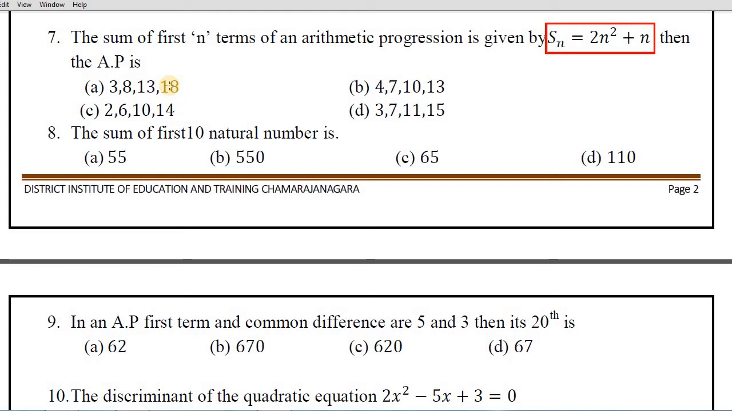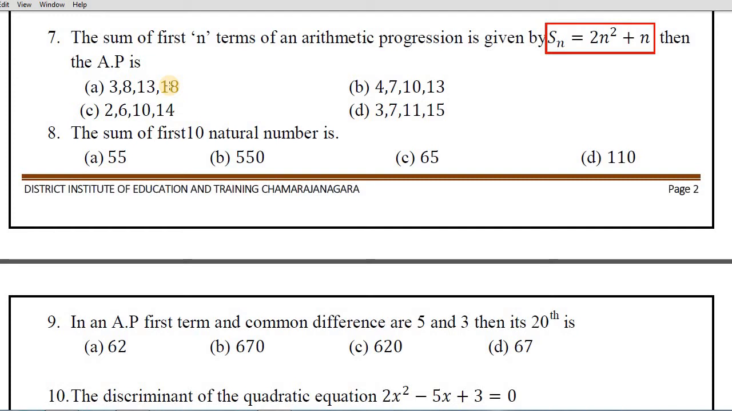So what you wanted to do, many things you wanted to do here, children. First, find S1 by substituting 1 in the place of n. Next, substitute 2 in the place of n, get S2, and keep it in mind. S1 means a value, S2 means a1 plus a2. So from that again you wanted to find a2. Then in a2, subtract the a, you will get d.